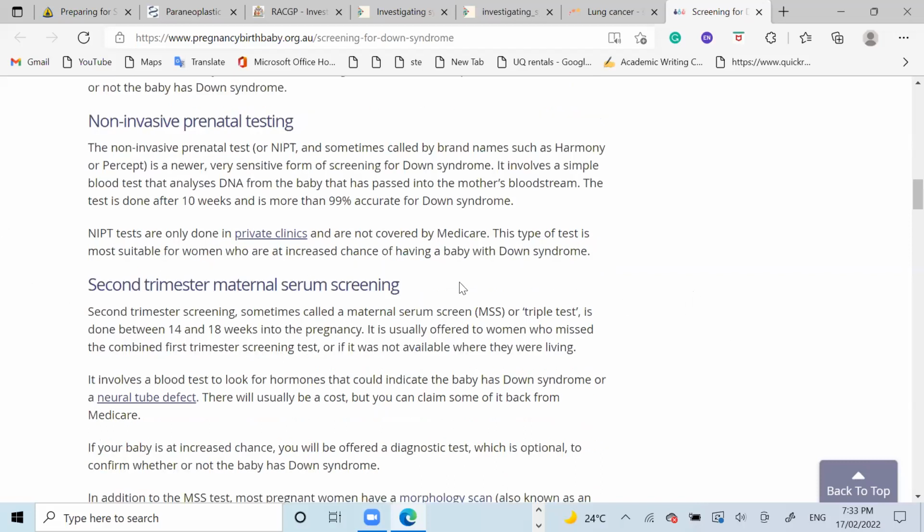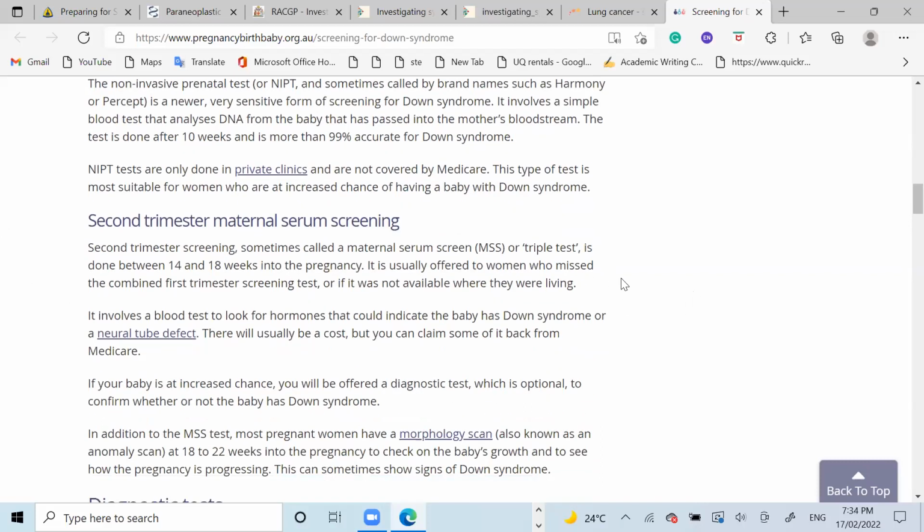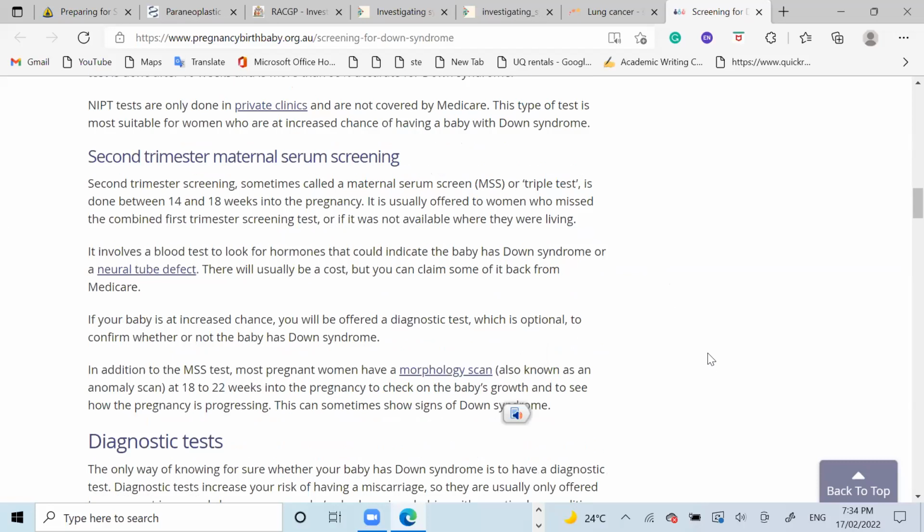Second trimester maternal serum screening is also for other genetic conditions besides Down syndrome. So you look for the serum markers in the mother's blood at 14 to 18 weeks of pregnancy, and you combine it with the morphology scan at 18 weeks.